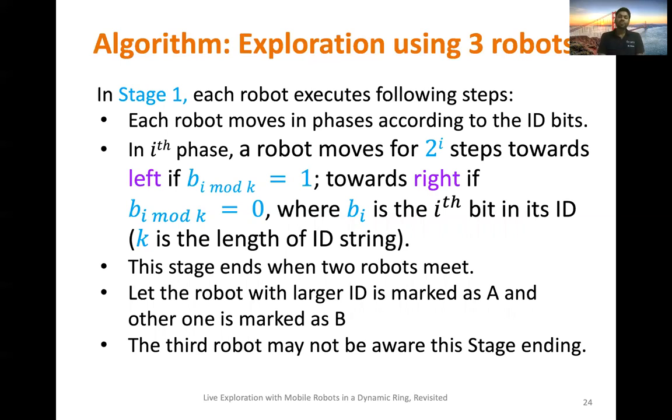According to this bit value, let's say if the first bit is 1, then the robot moves to the left, as we write. And if the bit is 0, it moves to the right. By the way, this left and right is very local.